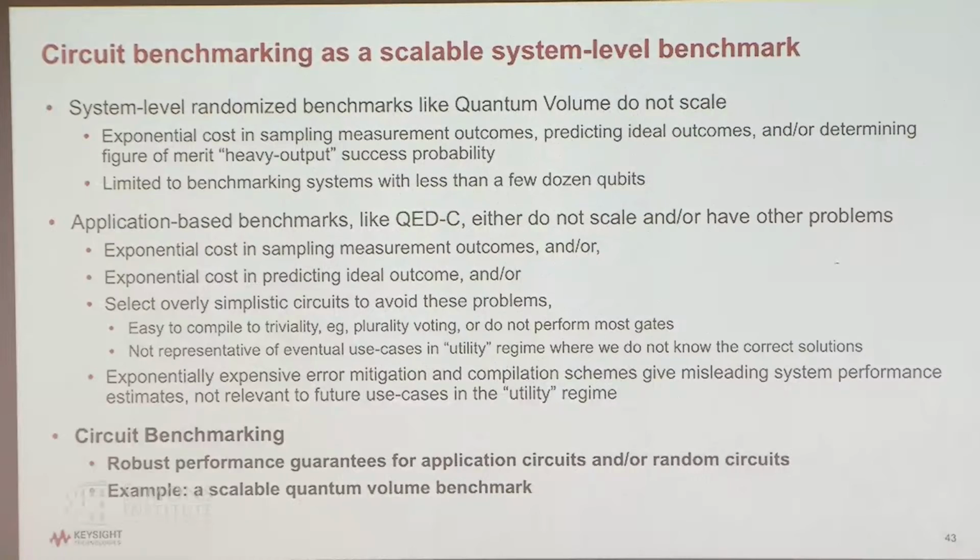Then we've seen application suites proposed by QEDC and others. These also are idiosyncratic. Either they don't scale, there's something about the particular application in the suite that doesn't work unless you know what the solution is, or you need a small system. And there's several other problems which I won't get into, such as lack of distinction between error mitigation techniques that exaggerate system performance and intrinsic system performance, which I think is important to always distinguish if we're trying to understand system performance.